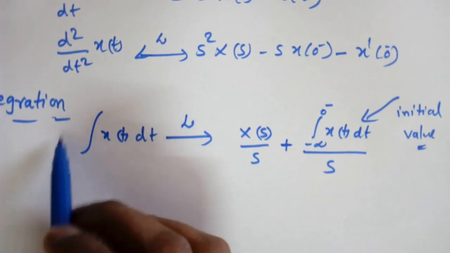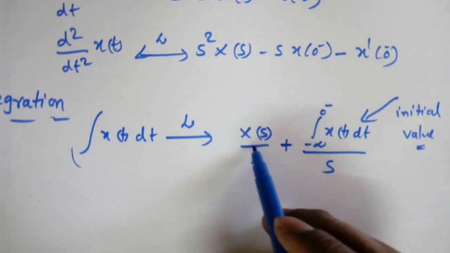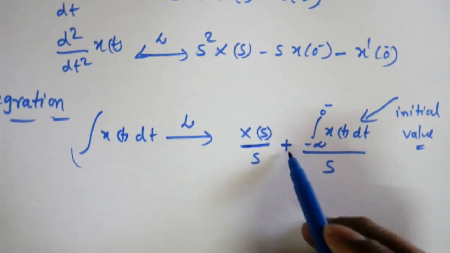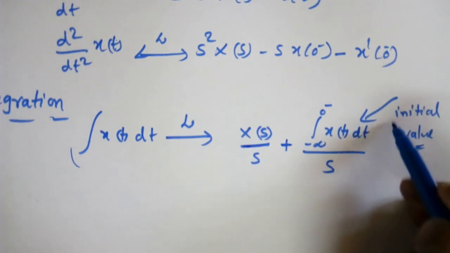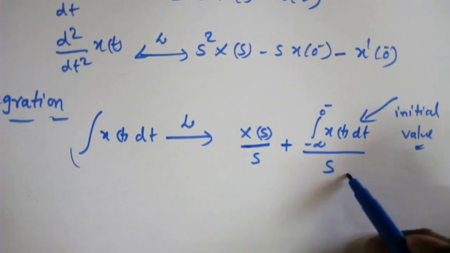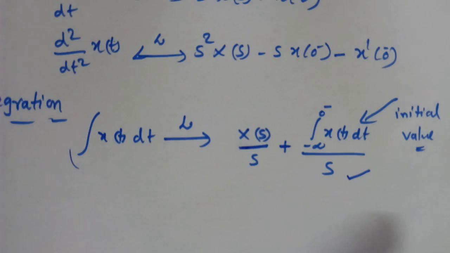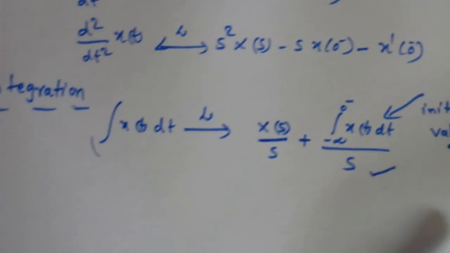So if I take the Laplace transform of the integration of x of t, it will become X of s by s plus the integration from minus infinity to 0 minus of x of t dt, or we can say simply the initial value, divided by s. So these two properties are very important.